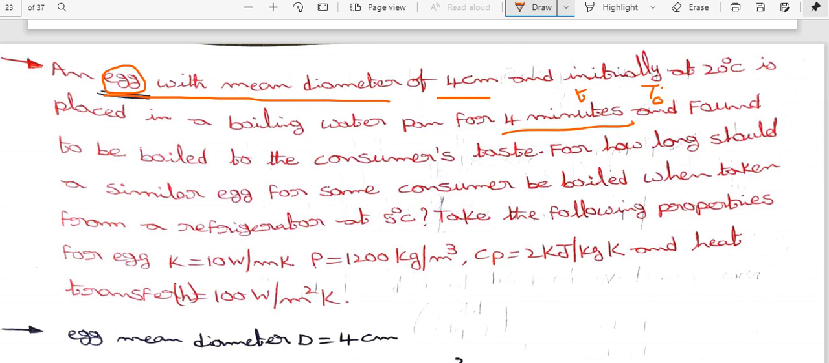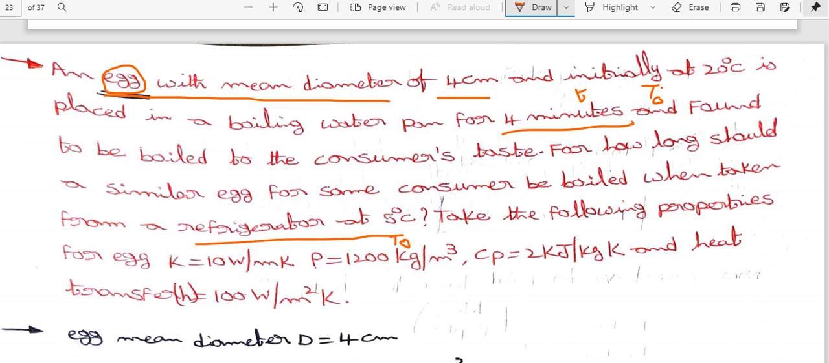And found to be boiled to the consumer taste. For how long should a similar egg for the same consumer be boiled when taken from the refrigerator? So here this comes under normal plain surface to boiling water, and this egg comes from refrigeration at 5 degrees centigrade. So here the cooling temperature is 5 degrees centigrade. So here this is also a T0 value. So now we need to calculate with refrigerant and without refrigerant values.